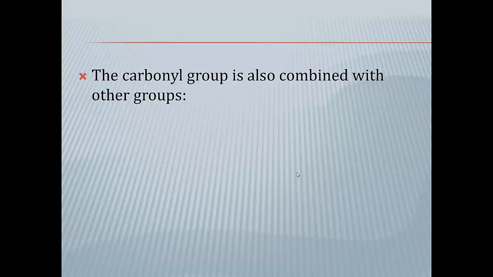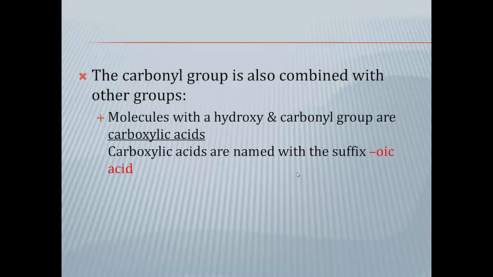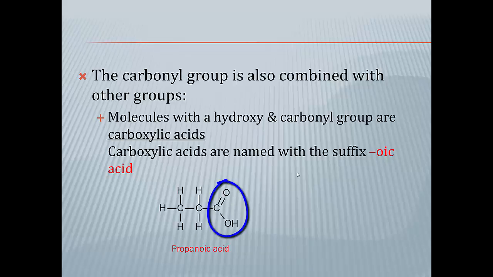The carbonyl group can also be combined with other groups, and there are a variety of these. Molecules with a hydroxy end carbonyl group are called carboxylic acids. Carboxylic acids are named with the suffix -oic acid. This molecule is propanoic acid as it has 3 carbons with a carboxylic acid group on the end. Likewise, this molecule is ethanoic acid as there are 2 carbons with the carboxylic acid group on the end.